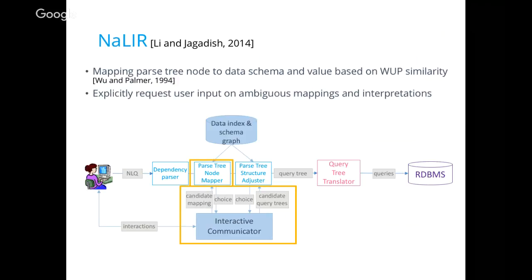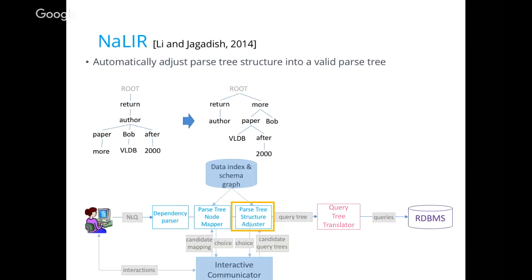So based on some similarity measure to do the mapping, essentially some tree-based, string-based similarity measure. As you can imagine, this may or may not work, depending on how well the semantic similarity measure works. Then it explicitly asks for user feedback on ambiguous mappings and interpretations. So I just want to show one example about adjusting the path tree structure.